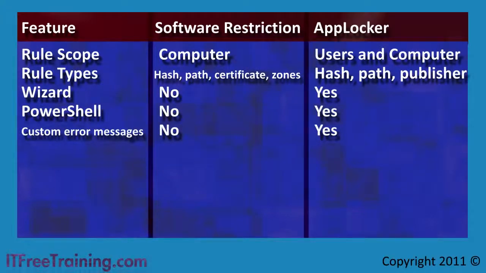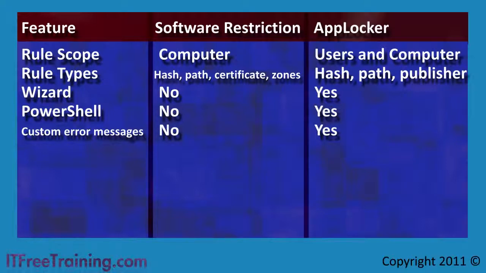This table shows the main differences between the two. First, the rules scope is different. Software restriction policy only applies at the computer level. With software restriction policies, you could set options to determine if the administrator is affected, but you did not have the granular control over which user was affected. With AppLocker, you can apply a particular rule down to a group and even a particular user. You could, for example, allow the marketing department access to an application, but deny access to the sales department.